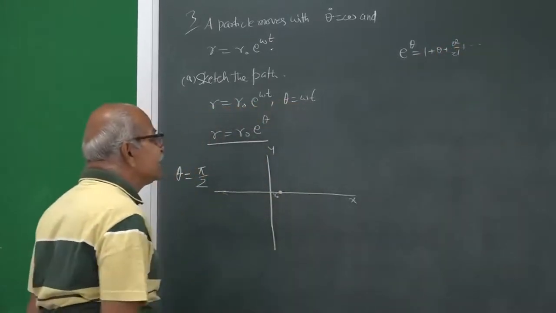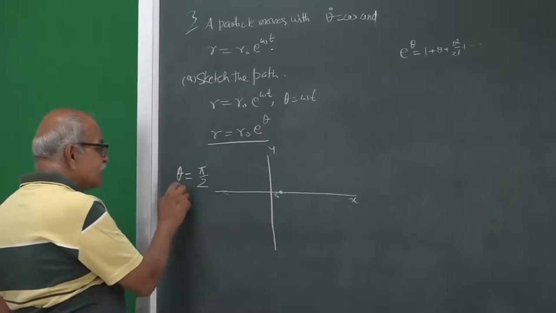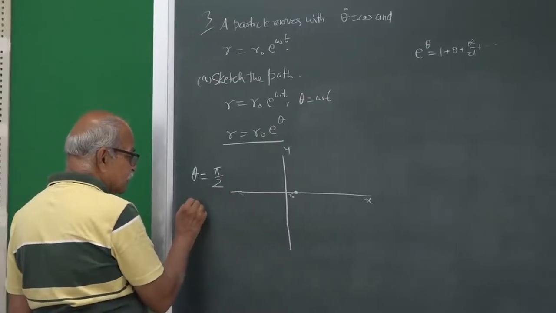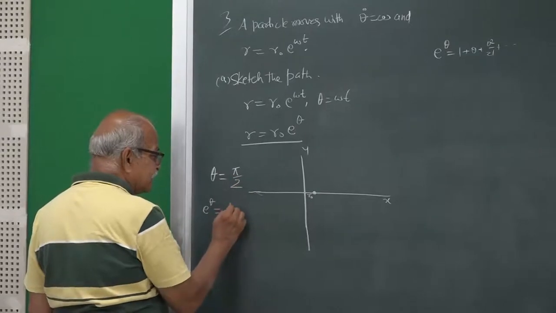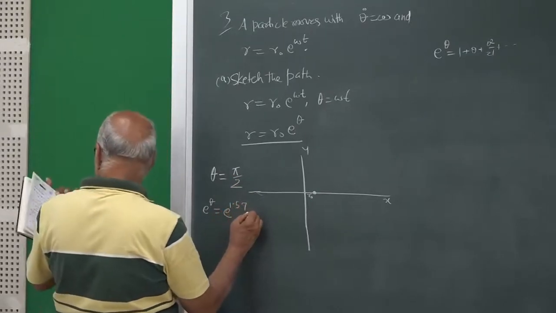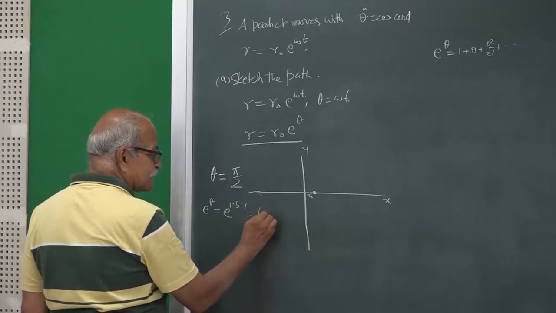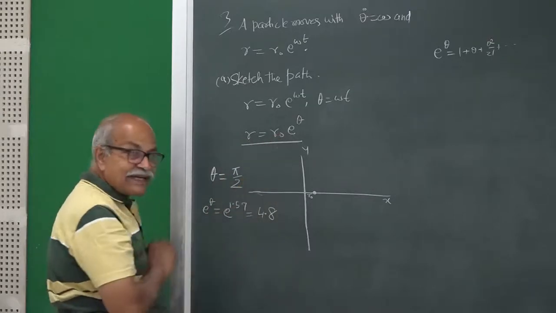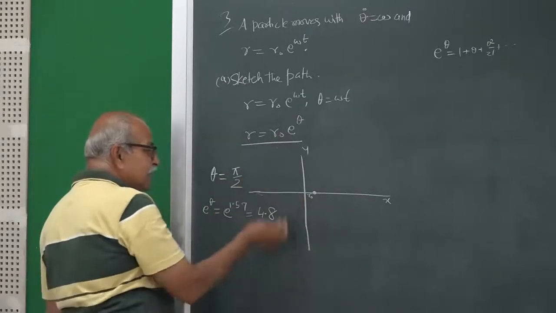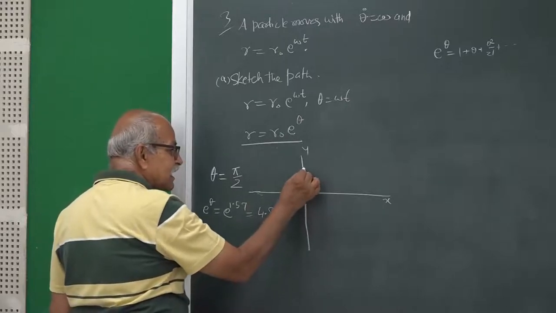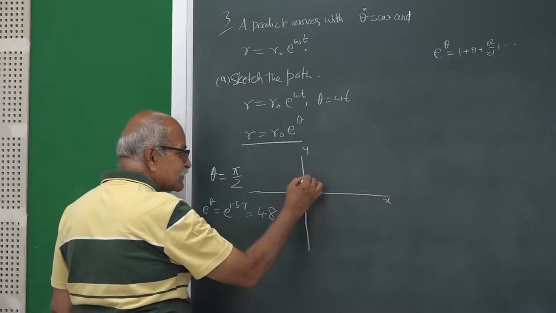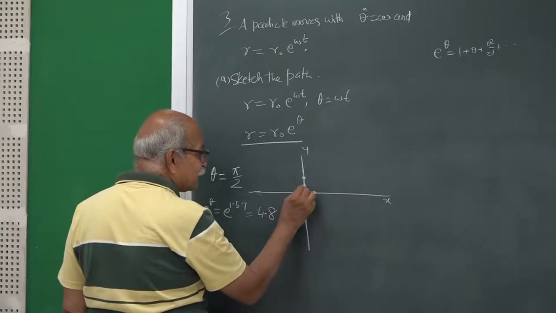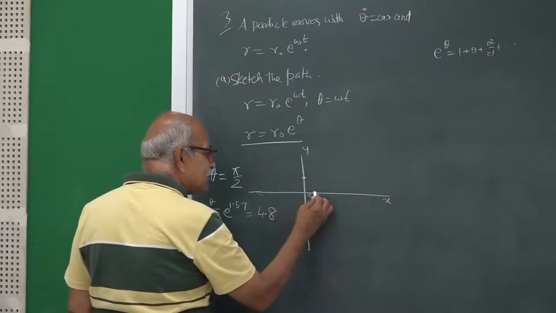So theta increases, e to the power theta increases. At theta equal to pi by 2, e to the power theta is e to the power 1.57, and that value is around 4.8. So that means r will be r naught into 4.8. So if this is r naught here, at theta equal to pi by 2 you are here, at 4.8 times of this. I cannot draw it to scale. So this is, say, 4.8 times r naught, and it's continuously increasing here.